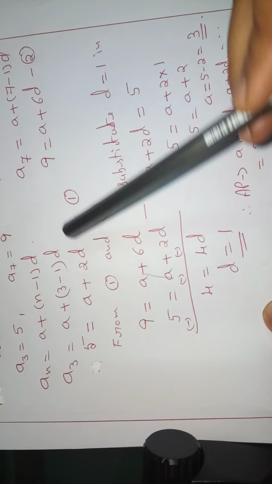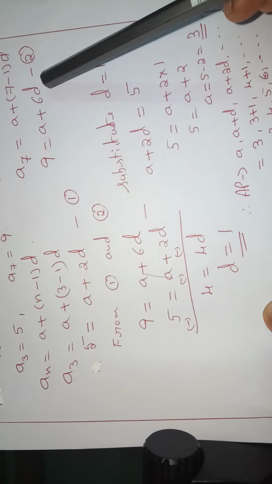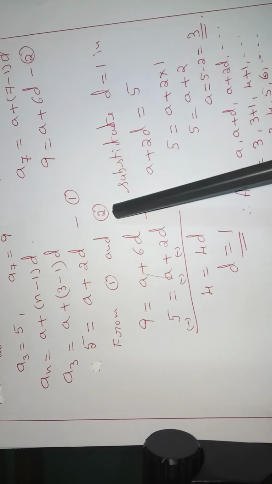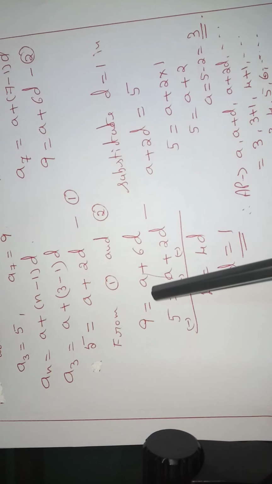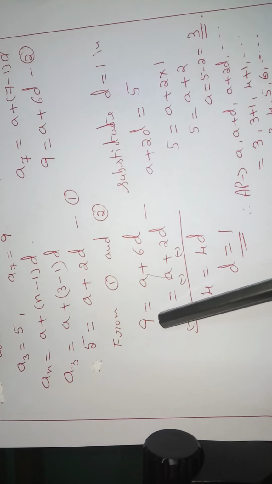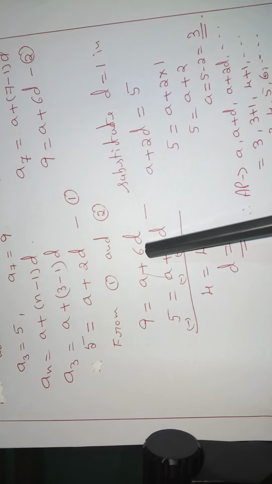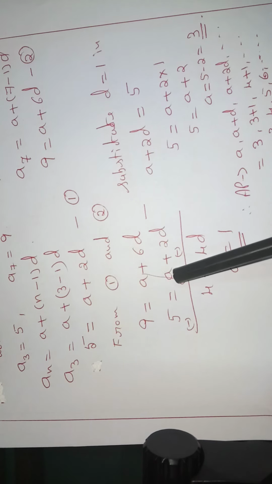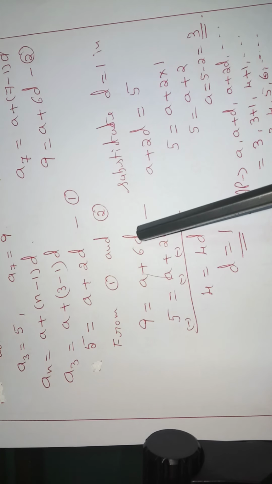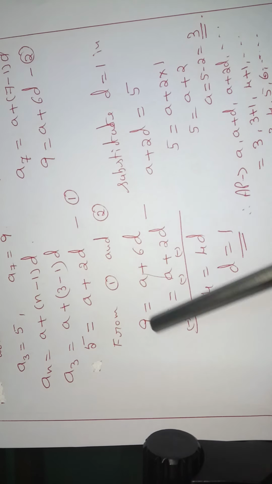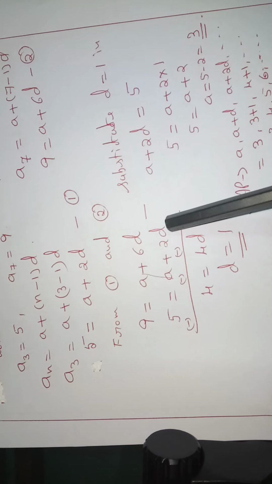Now look at 6D and 2D. Which one is bigger? 6D is bigger. So from 1 and 2, write the bigger terms in the top line, smaller terms in the next line. 9 is equal to A plus 6D. 5 is equal to A plus 2D. A value is same for both the equations. D value is same for both the equations. Therefore, these two are simultaneous linear equations in two variables.